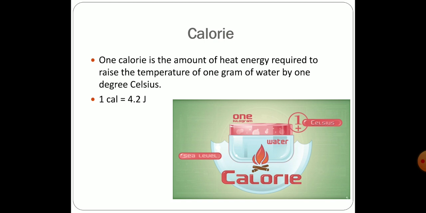So 1 calorie is the amount of heat energy required to raise the temperature of 1 gram of water by 1 degree Celsius. The keyword amount of heat energy must be there. Otherwise, it will not have any meaning. So, calorie is the amount of heat energy required to raise the temperature of 1 gram of water by 1 degree Celsius. 1 calorie is equal to 4.2 joules.